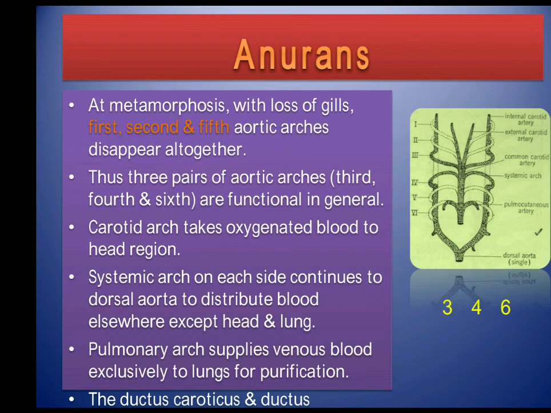So here there is no first, no second, no fifth, no ductus caroticus, no ductus arteriosus. That means these are the 3 arches which are fully functional and which are very, very exclusive for their proper functioning. And their target systems, they are very, very exclusive and fixed. So I don't want to recall, but still, if you go for the third arch, it is making carotids. Fourth, systemics. Sixth, pulmonary arch.